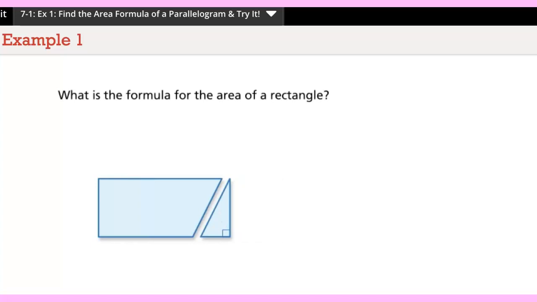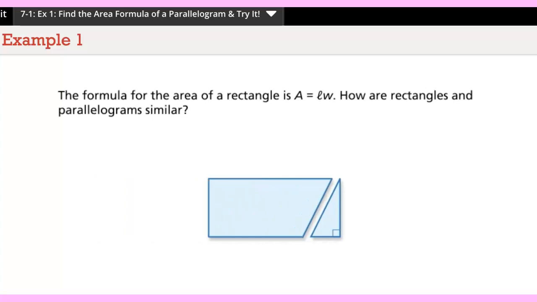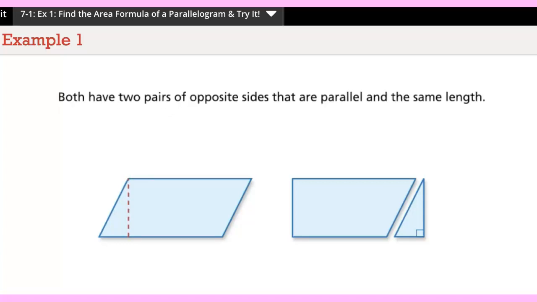What is the formula for the area of a rectangle? The formula for the area of a rectangle is area equals length times width. How are rectangles and parallelograms similar? Both have two pairs of opposite sides that are parallel and the same length.